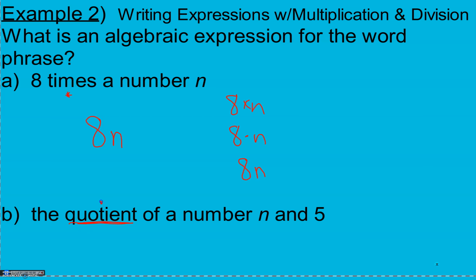Quotient means we're going to divide. And when we do that, the quotient of a number n and 5, n is where we start in our numerator, and 5.